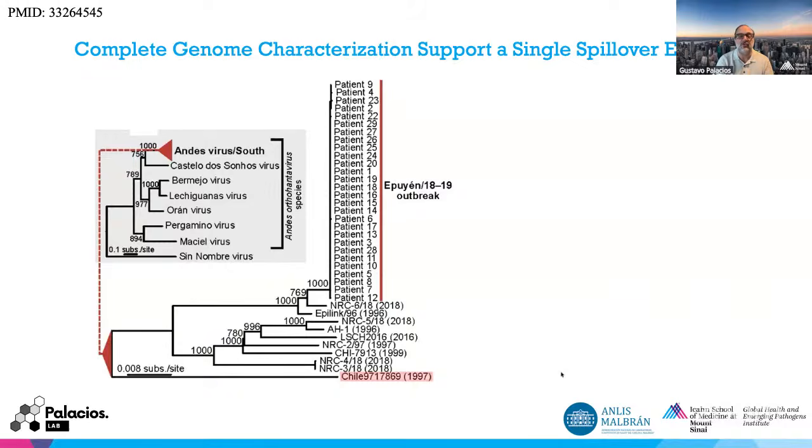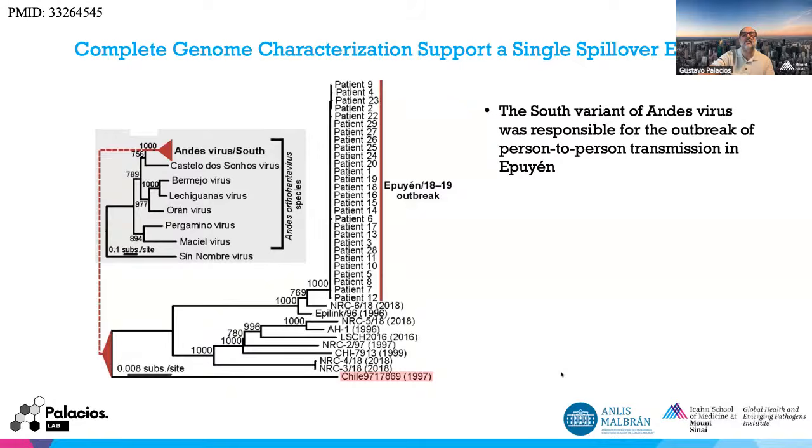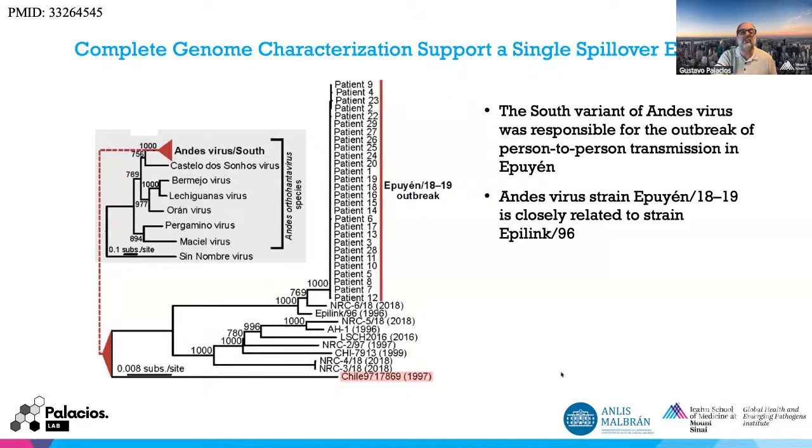We were able to sequence all of the 34 cases, getting complete genomes for all of them with high quality, and with those being able to compare, to first see that there was only one potential introduction, and most importantly that the variant of the virus that we were detecting was very closely related to the Epuyén 1996 strain. It is in the same cluster, in the same group of viruses. So even when they were 25 years apart, there were very few differences. Only one amino acid difference between them.